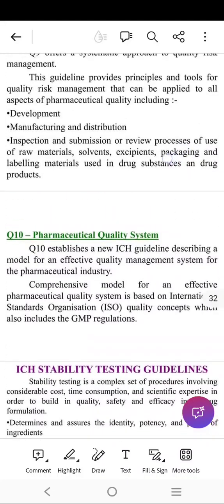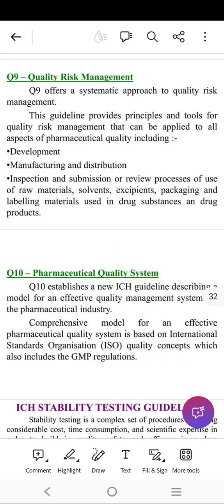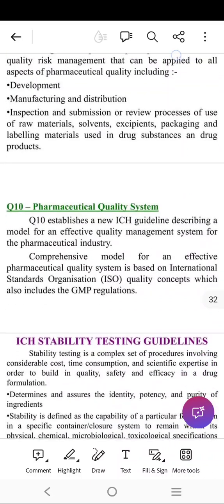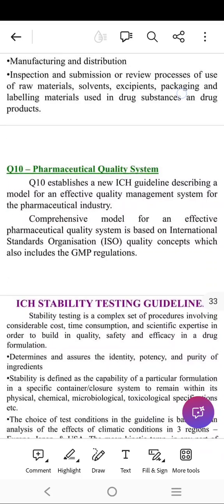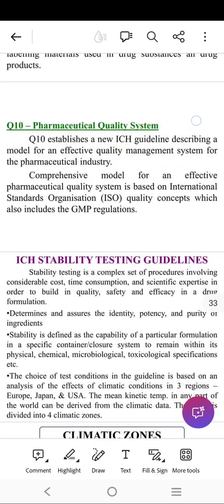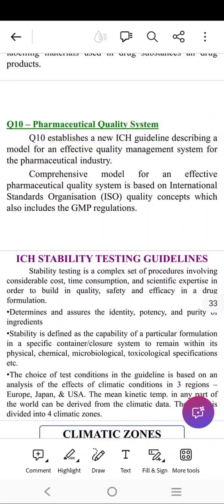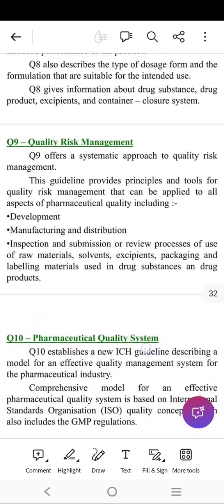And finally, Q10, pharmaceutical quality system. Q10 establishes a new ICH guideline describing a model for an effective quality management system for the pharmaceutical industry. The comprehensive model for an effective pharmaceutical quality system is based on International Organization for Standardization (ISO) quality concepts, and also includes GMP regulations. Okay.